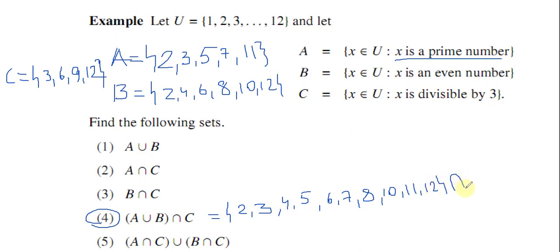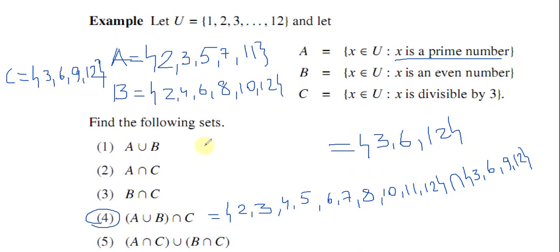And intersection with C. C is the set of elements 3, 6, 9, and 12. So the intersection of these two is 3, which we have in both of them, then 6, we don't have 9, but we have 12. This is the answer: 3, 6, and 12.